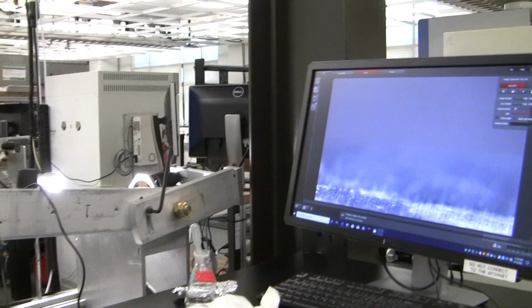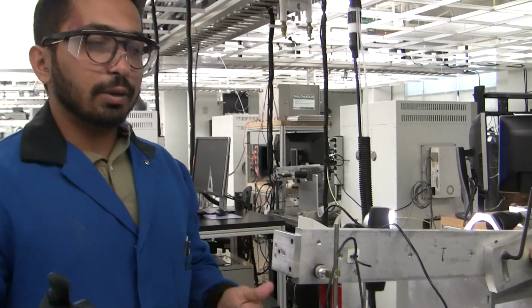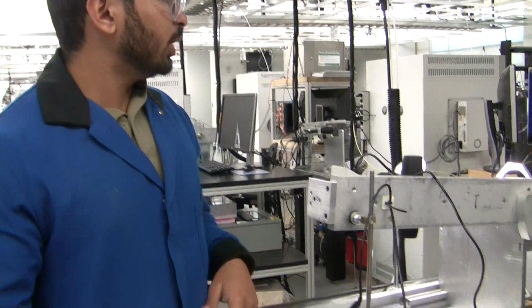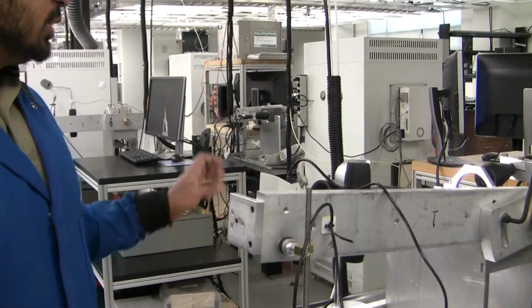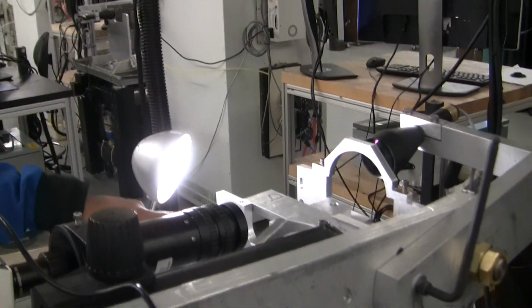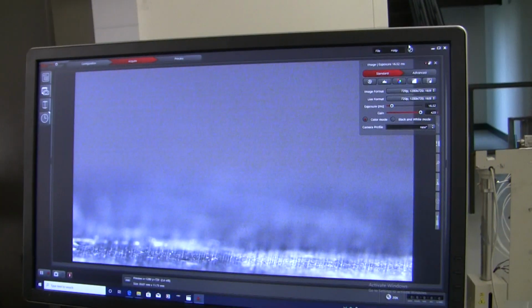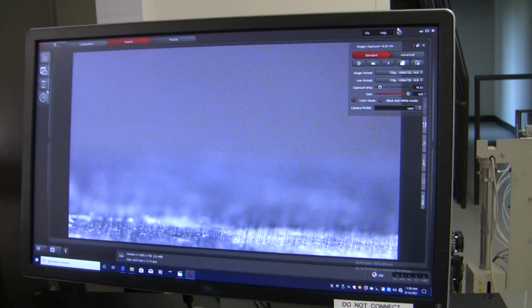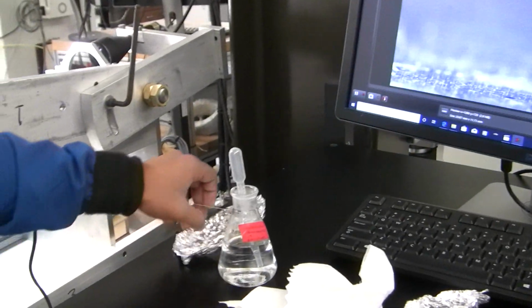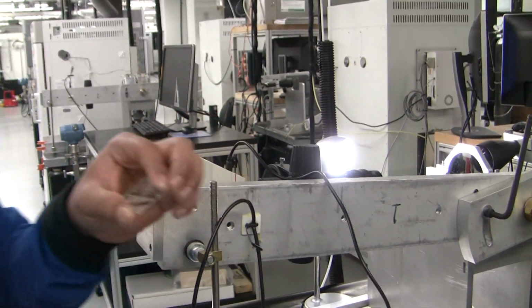So in this experiment, we are gonna test the two types of surface, water wet and oil wet. The apparatus here is, this is a camera, we have a light source, we have a stage for our substrates, and then we have a software here to just visualize what the camera sees. The first surface is just a plain glass slide with nothing on it.